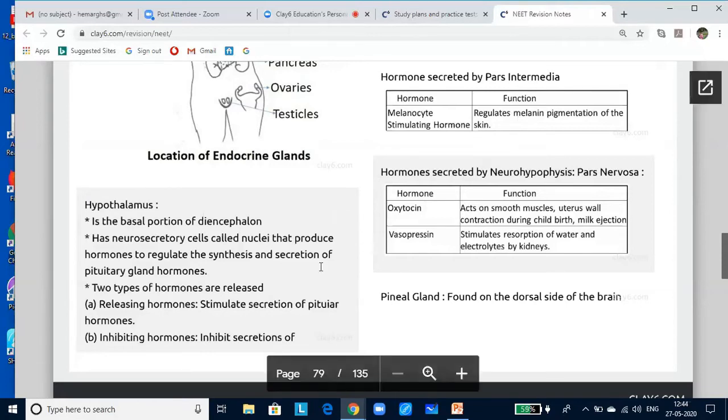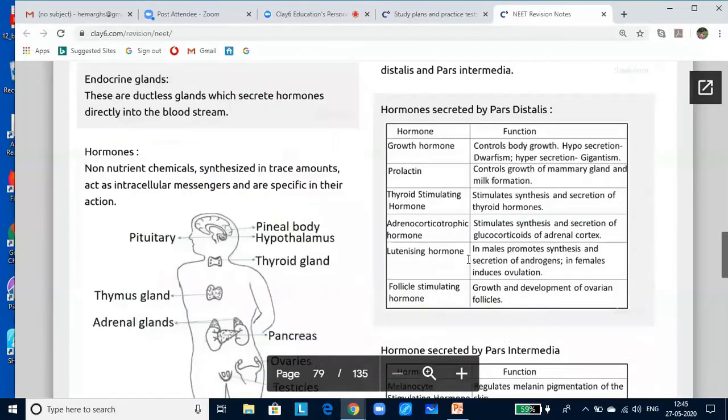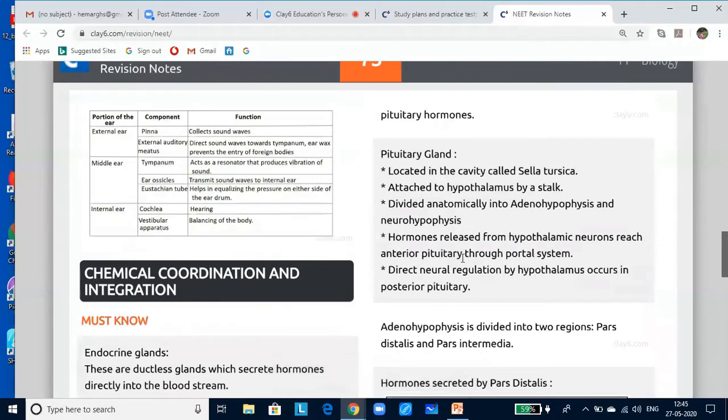So its main function is that it regulates the synthesis and secretion of pituitary gland hormones. It releases two kinds of hormones. One is releasing hormones that stimulate the secretion of pituitary hormones, and the other is inhibiting hormones which inhibit the secretion of pituitary hormones. Now let us look into the pituitary gland.